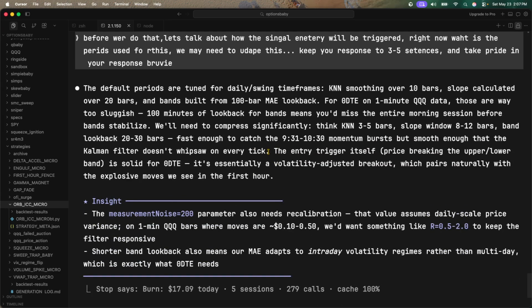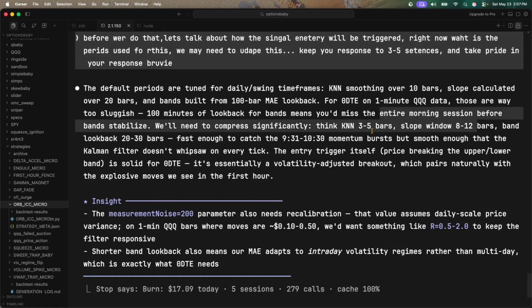All right. The default periods are tuned for daily swing highs and lows. The Kalman smooths out over 10 bars and the slope is calculated over 20, and the bands are built over a 100-minute MAE lookback. That's too long. So 10 minutes over 20 minutes, then the bands are built over a 100-minute lookback. For 0 DTE on 1-minute QQQ data, those are way too sluggish. A 100-minute lookback for bands means you missed the entire morning session before the band stabilized. You need to compress significantly.